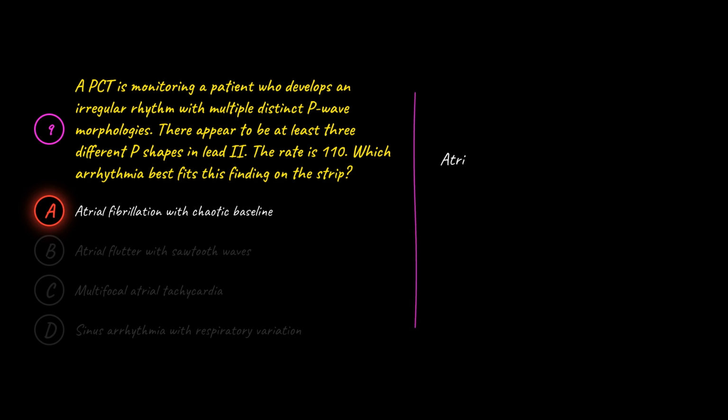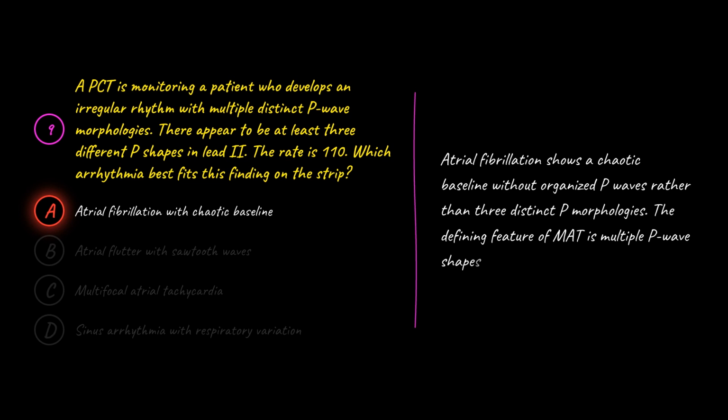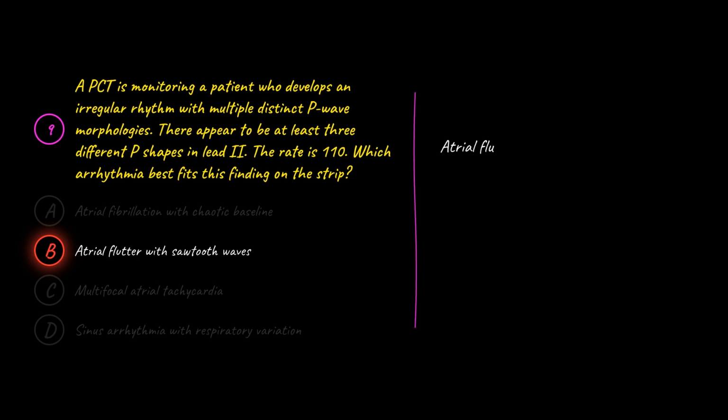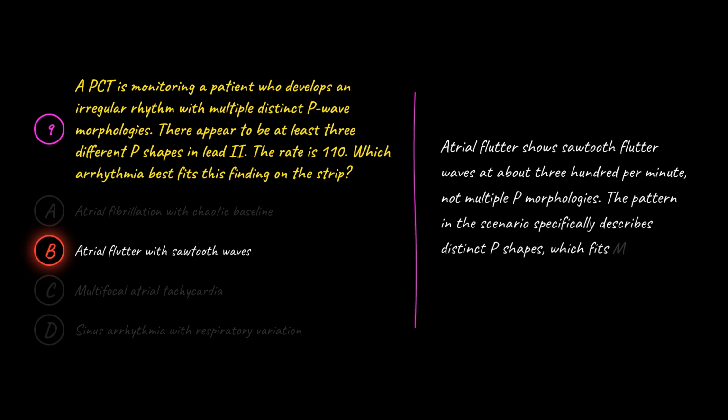A is wrong because atrial fibrillation shows a chaotic baseline without organized P waves rather than 3 distinct P morphologies. The defining feature of MAT is multiple P wave shapes, which is incompatible with the absent P waves of fibrillation. B is wrong because atrial flutter shows sawtooth flutter waves at about 300 per minute, not multiple P morphologies. The pattern in the scenario specifically describes distinct P shapes, which fits MAT rather than the regular sawtooth of flutter.